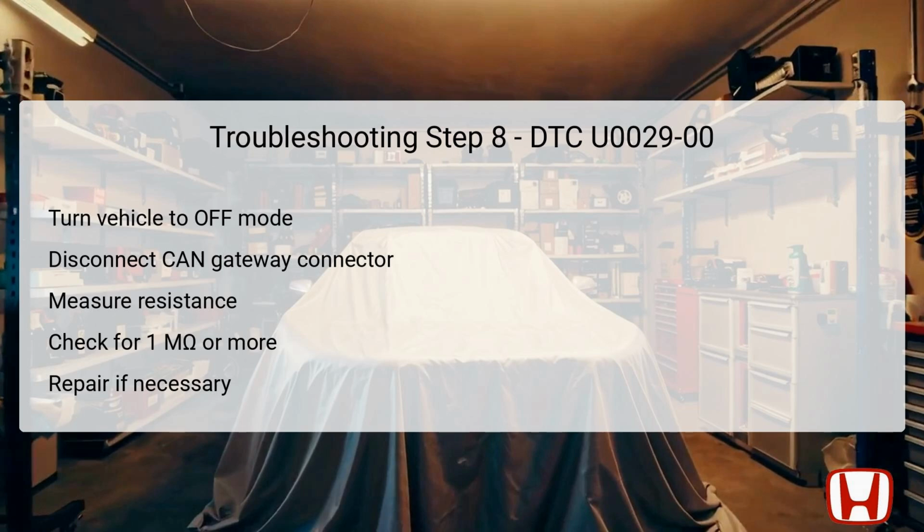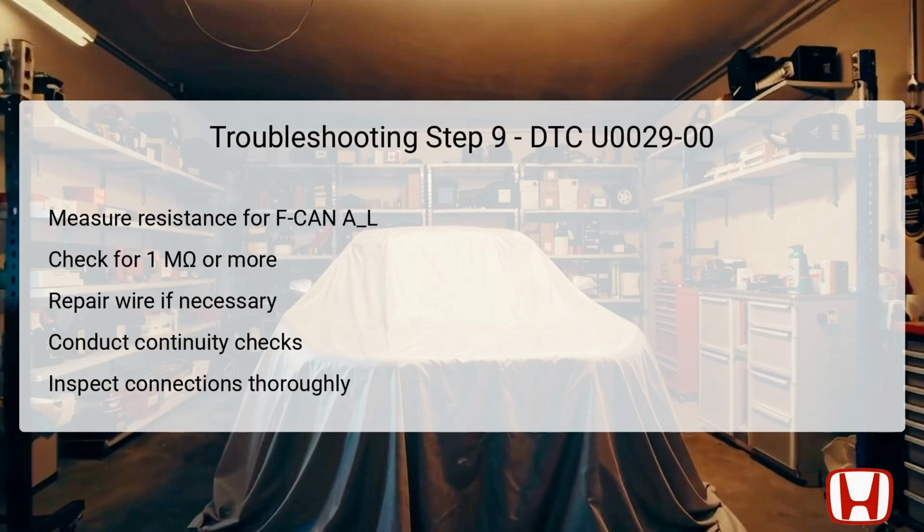Specifically, check the resistance between the CAN gateway connector female terminals number 3 FCAN AH and ground. You should expect to see a resistance of 1 megaohm or more for proper function. If the resistance falls below this threshold, it indicates a short circuit in the FCAN AH wire between the CAN gateway and the associated control units, necessitating repair of the wiring or connectors to ensure optimal communication.